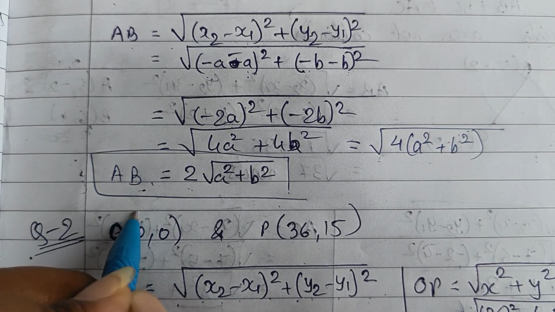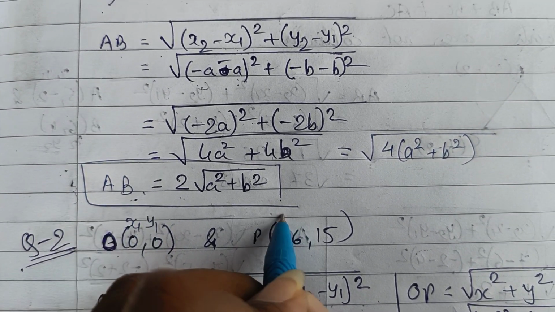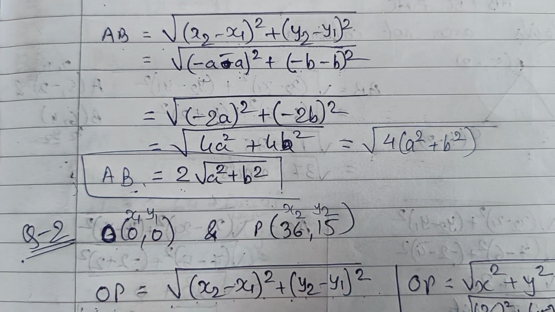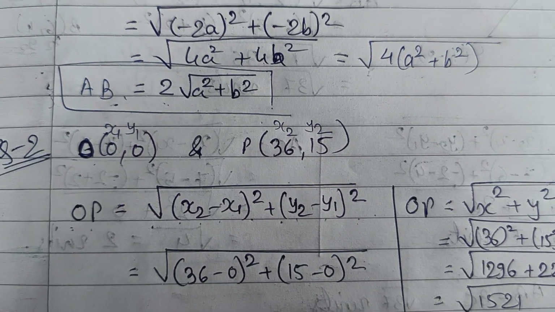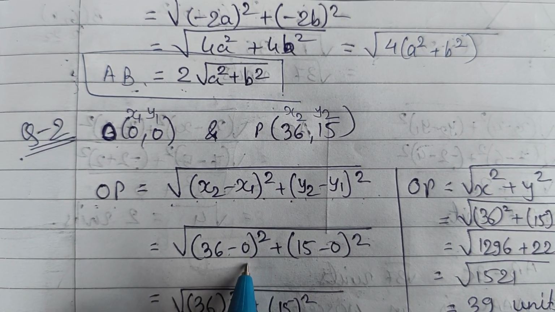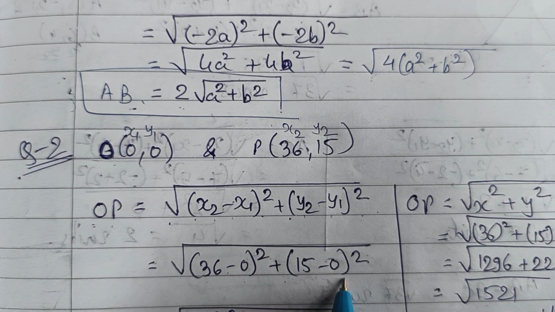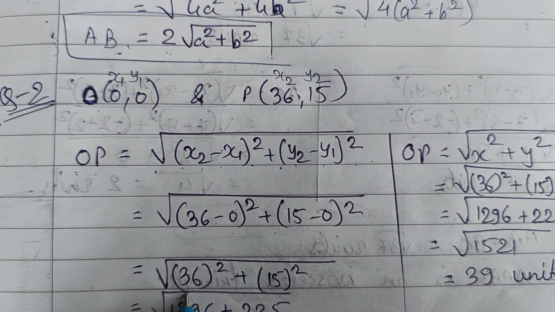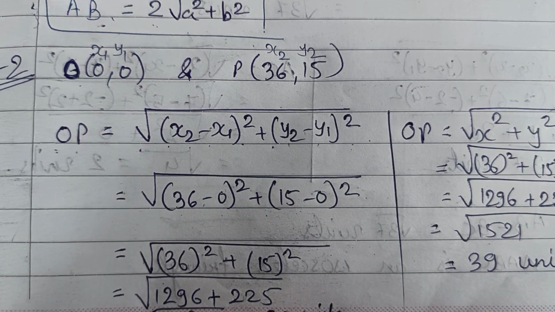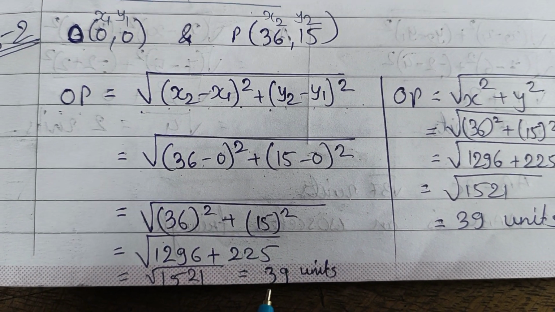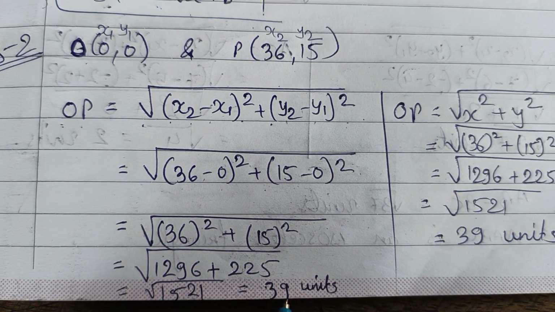Now see, what is your x1? This is your x1, this is your y1, and this is your x2, this is your y2. So substitute the values over here, that is under root of 36 minus 0 the whole square plus 15 minus 0 the whole square. This will give you 36 square plus 15 square. It is 1296 plus 225, that is under root of 1521, that is 39.